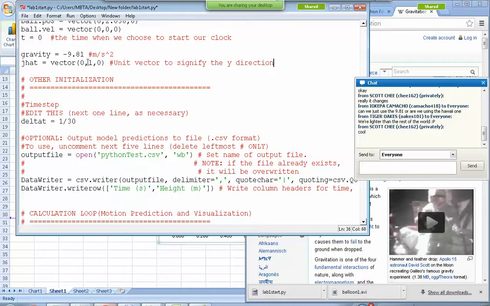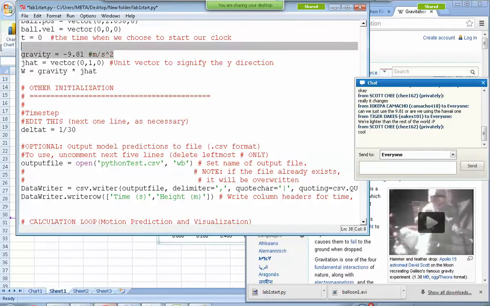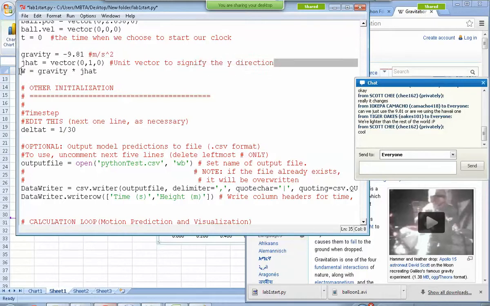All right, and so I want the weight to be equal to gravity times j hat. So this is telling me that I have a gravity vector of magnitude negative 9.81 in the y direction. Are we cool with that? This is a scalar, this is a unit vector. When I multiply the scalar times the unit vector, I get another vector in the direction I want. That's how I approach it.